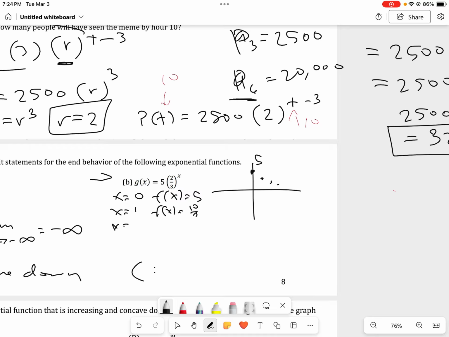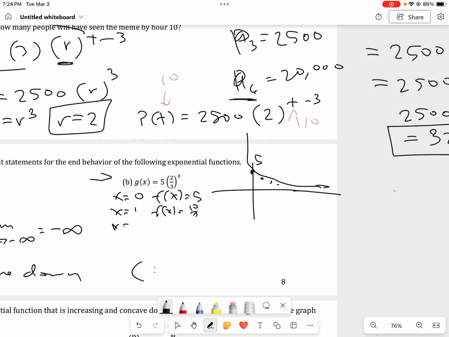You can say, eventually, this graph right here, g of x is 5 times 2 over 3 to the power of x. The asymptote is going to be like this line right here. So it's going to look like this. The asymptote's just going to be, I guess, the x-axis. So it looks much easier to see now. We plugged in the values.